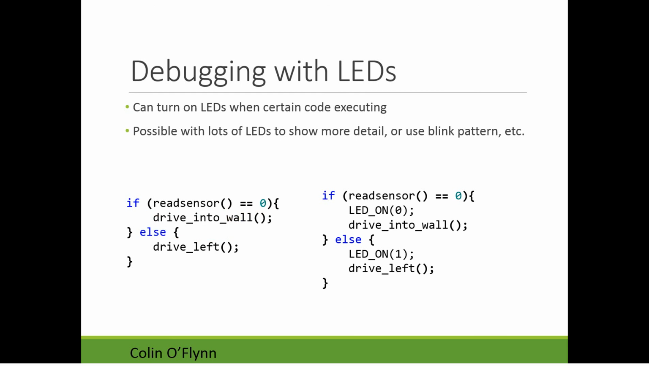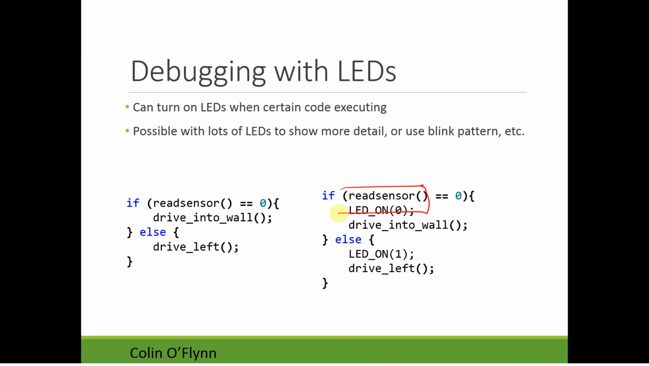So at this point, we can say, hey, is it the case that read sensor is always returning 0? And that's the problem. So if I only ever see the first LED being turned on, which is with index 0, I know this code branch is always executing. Or it might be that it's the other code branch, or they get executed equally, and the problem is inside one of these functions.